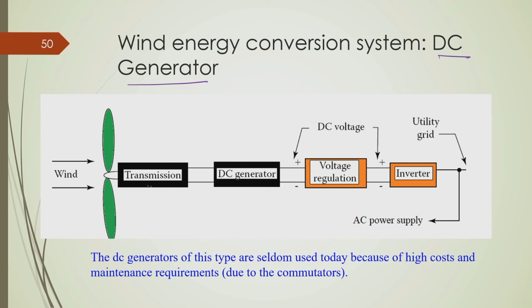So, here this is the power available in the wind, it is extracted and transmitted to this DC generator, which converts it to DC voltage. Then we use some DC to AC converters in order to supply the normal system or AC system. But DC generators are nowadays seldom used because of the high cost and the high maintenance requirement due to the commutators.